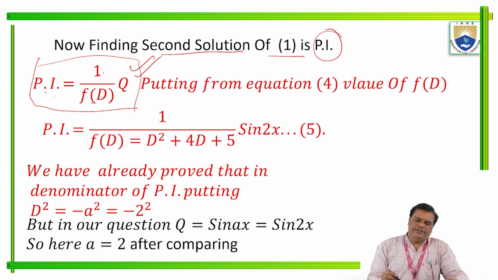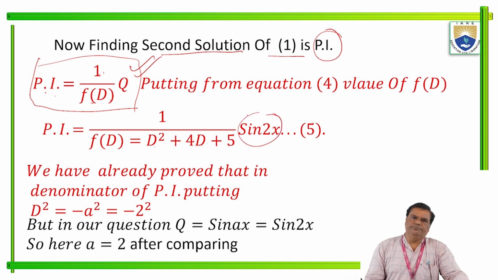But in our question, we know the value of F(D). What is F(D)? F(D) means the function in D. So in our question, the function in D, 1 upon F(D), is this: D square plus 4D plus 5, into sin 2x. This sin 2x is the value of Q and this is the value of F(D), D square plus 4D plus 5. This is equation 5.